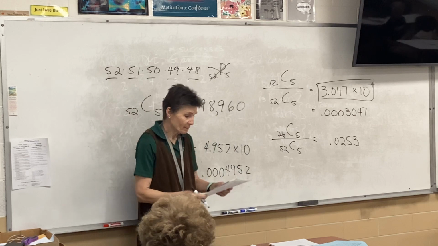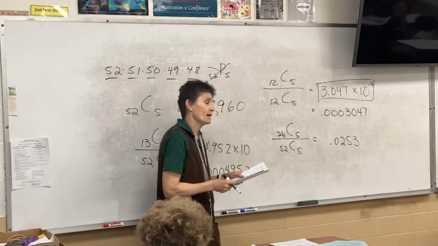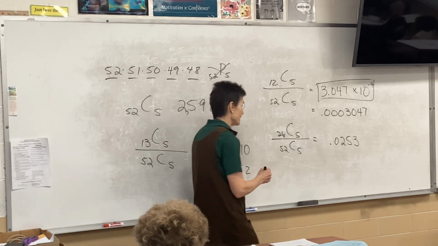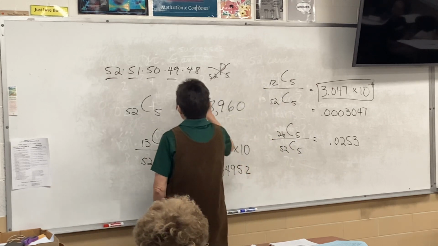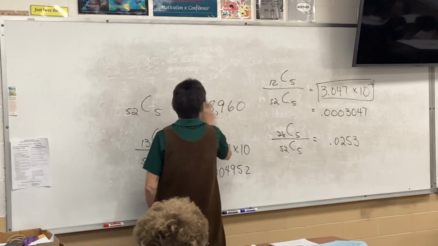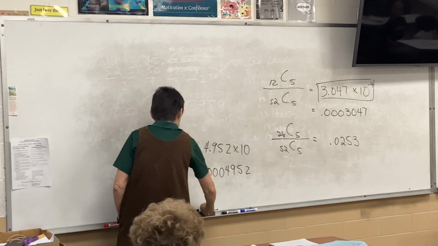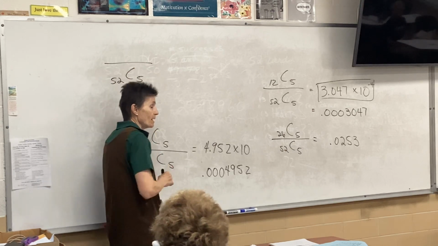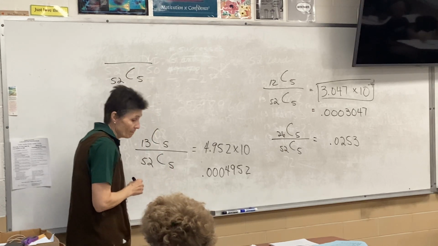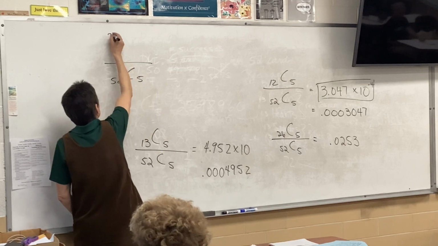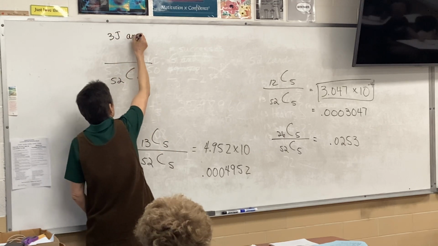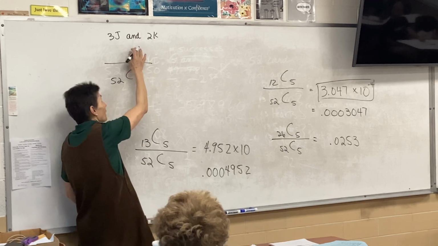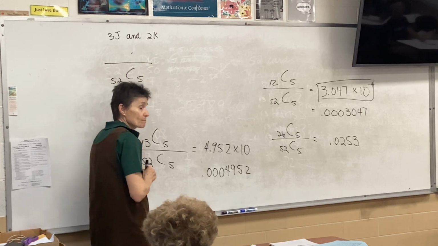All right, what's the probability of being dealt, oh, this is gonna be tight, 3 jacks and 2 kings? Well, first of all, the denominator will be the same. It is still a 5-card hand, so 52C5 is your denominator. But I want 3 jacks and 2 kings. What does that "and" tell me? I'm going to be doing a multiply there.